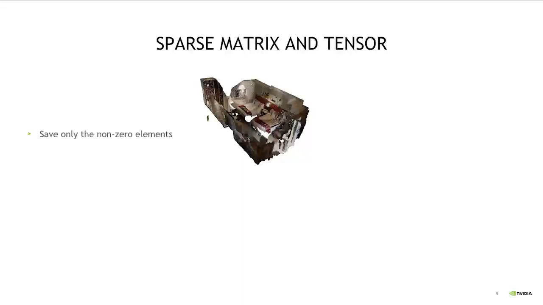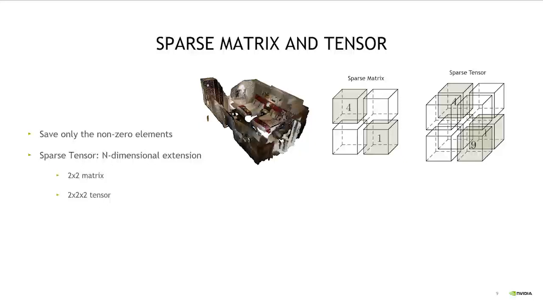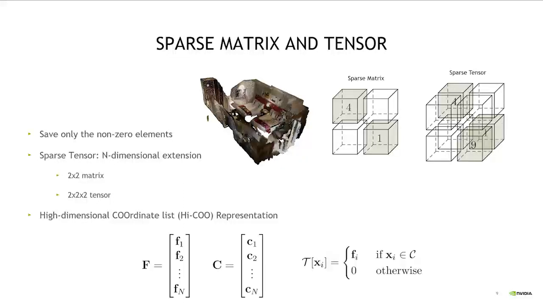space. This gives a sparse tensor, and we can think of a sparse tensor as an n-dimensional extension of a sparse matrix. For example, if we stack sparse matrices along a new axis, then we have a high-dimensional counterpart, and this becomes an unordered 3 sparse tensor. These sparse tensors can be represented as a set of non-zero values and associated coordinates. This representation is known as the high-dimensional coordinate list, or HighCO representation.